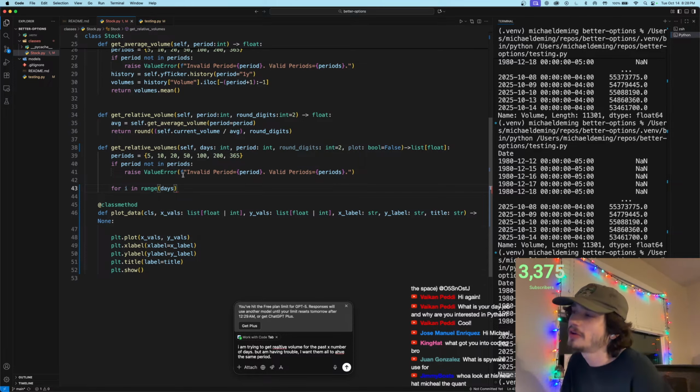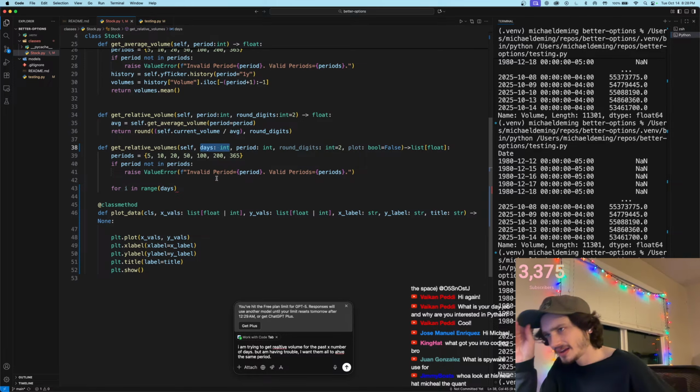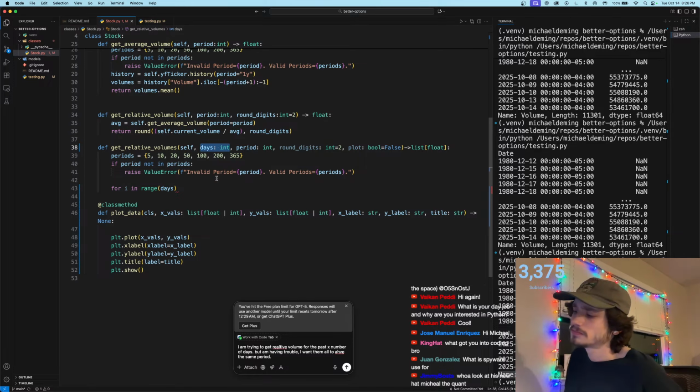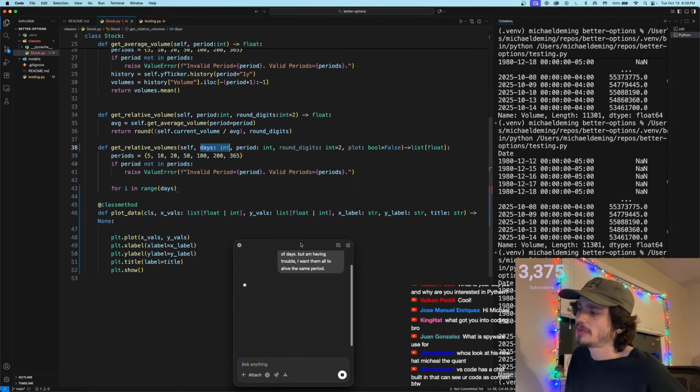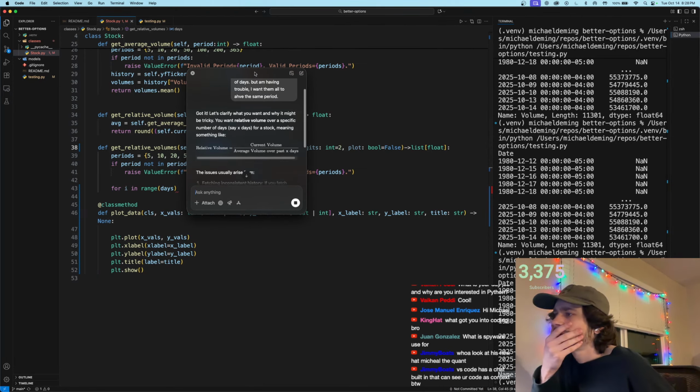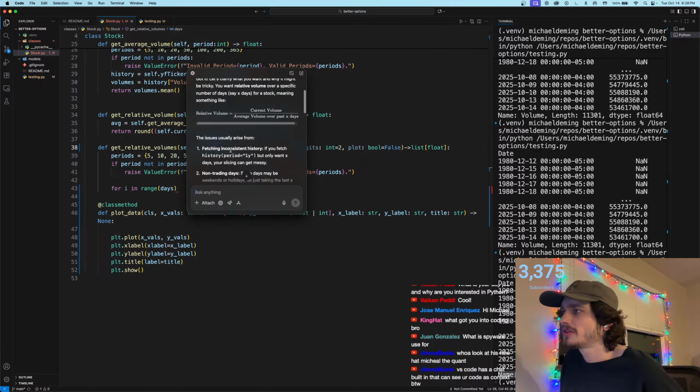Okay, so we need to loop over the number of days. But I need to get the same period. Current volume. Average volume over the past X days. Errors usually arise from fetching inconsistent history.